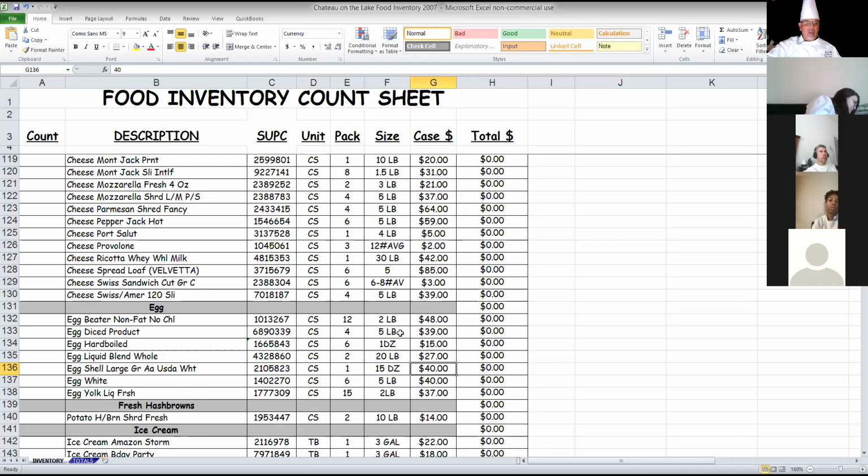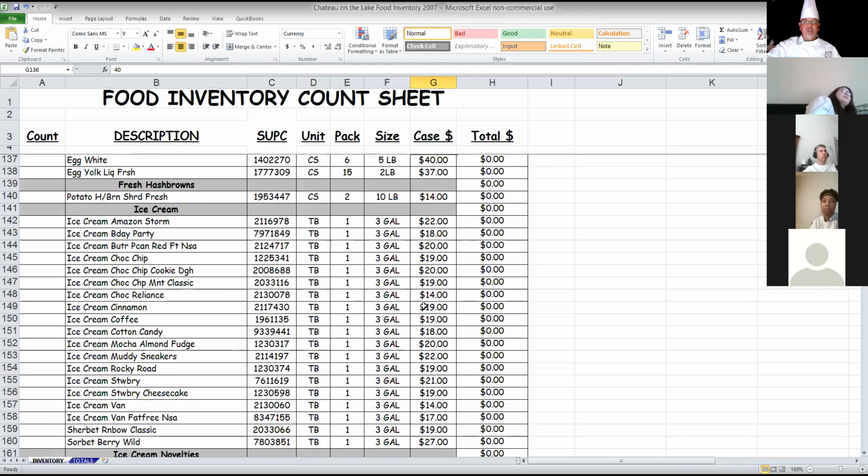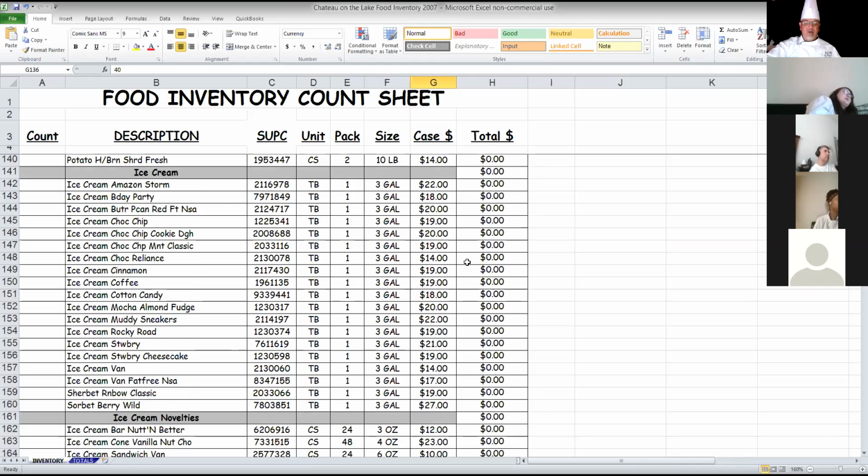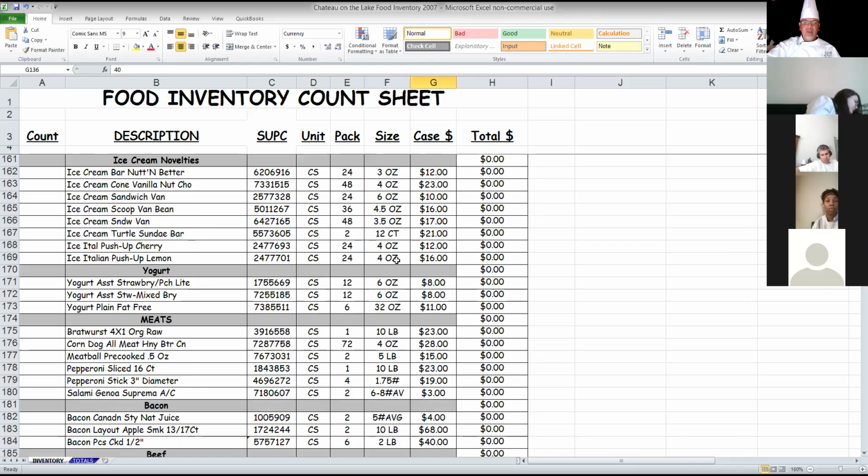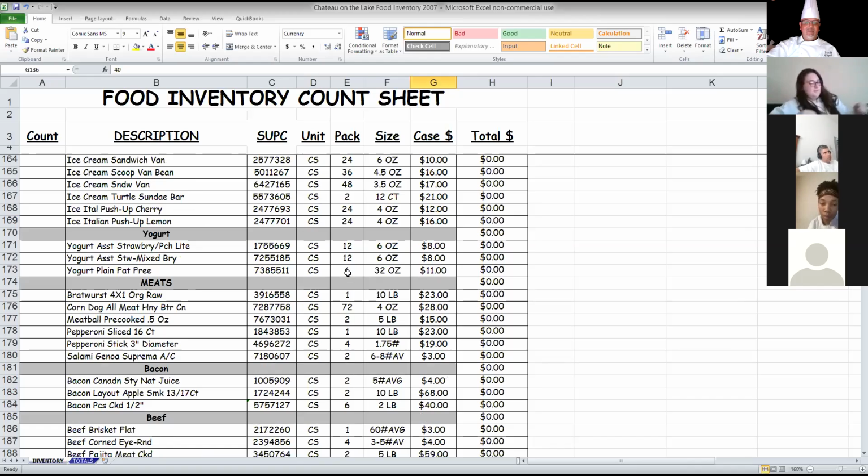Okay. You want to use ice cream? That's how much ice cream costs you. $22 for 3 gallons. Divide the number. That's how much 1 gallon costs, divided by 128. And that's how much an ounce of ice cream costs you. What else? Yogurt, same way. $11 divided by 16 divided by 32. That's how much an ounce of yogurt costs.